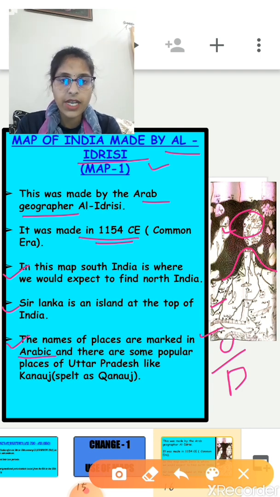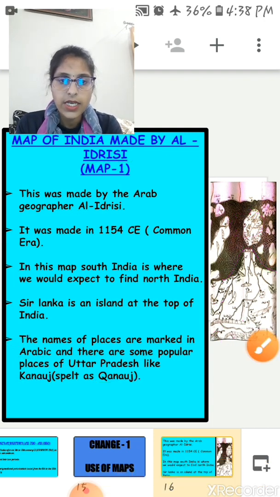Some are familiar places like Kannauj. Kannauj is spelled Kanauj, but in his map this place was spelled as Qanauj. Clear? So this map was designed by the Arab geographer Al-Idrisi in 1154 CE, right? The first interesting fact about this map is that Sri Lanka is on the top and South India is in the north. The second is that the names of places are written in the Arabic language.